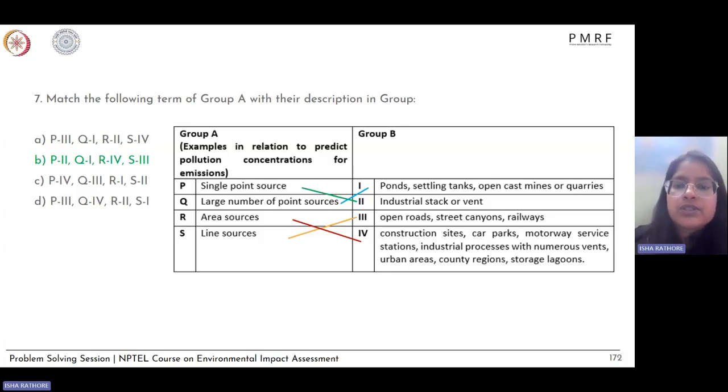Then large number of point sources are ponds, settling tanks, open cast mines, or quarries. So Q matches with 1. Then area sources are construction sites, car parks, motorway service stations, industrial processes with numerous vents, urban areas, county regions, and storage lagoons. So R matches with 4. Then line sources are open roads, street canyons, or railways. So S matches with 3. So B is the correct answer.